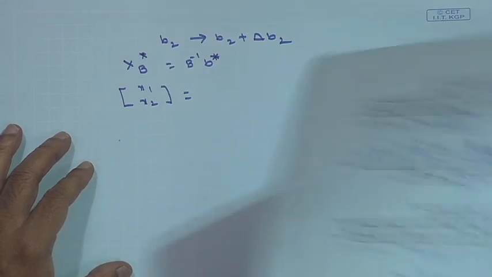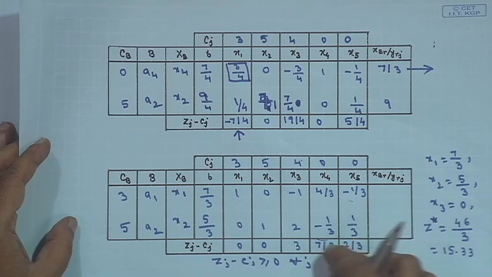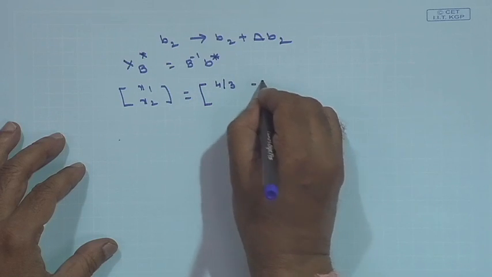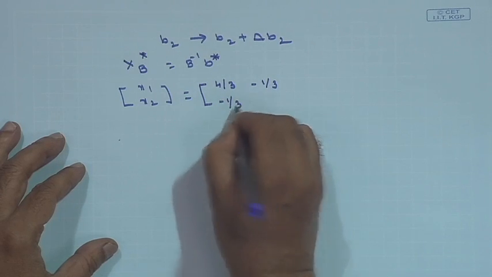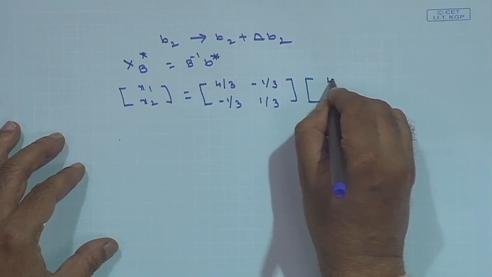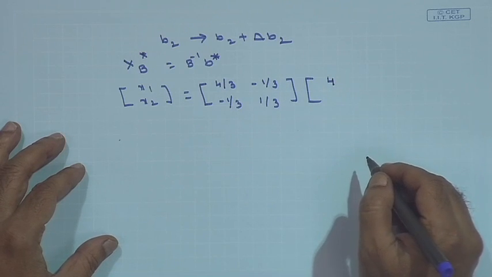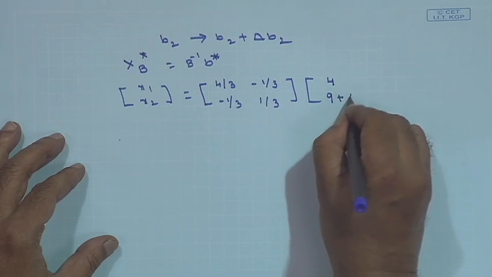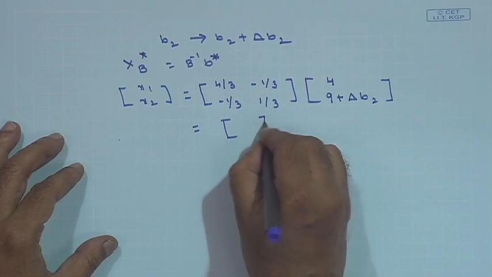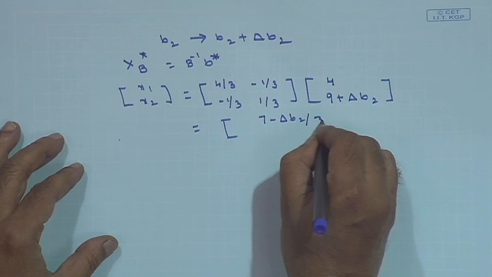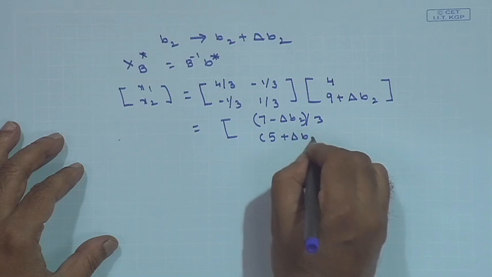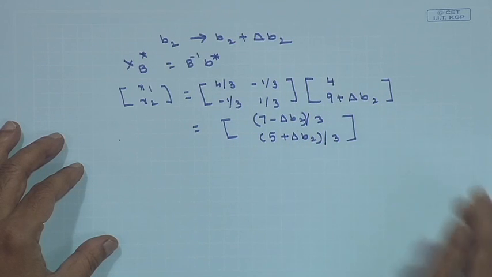This is equal to, again this will come, 4 by 3, minus 1 by 3, minus 1 by 3 and 1 by 3, multiplied by the resource vector. Here, the original value of resource 1 is 4, whereas the original value of resource 2 is 9, and there is an increment of delta B2. So, you will get this value equal to 7 minus delta B2 divided by 3, and the next one will be 5 plus delta B2 divided by 3. So, we are getting this.